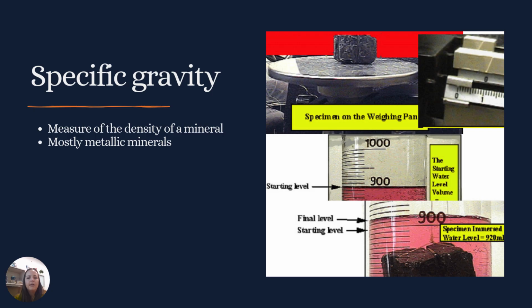At the top of that photograph, you see them weighing the specimens. That gives you the mass. And then underneath, we're looking at the volume. We look at the difference in water level, and that gives you an approximate volume for that specimen. So you would get the mass over volume, and that would give you the density of the specimen.